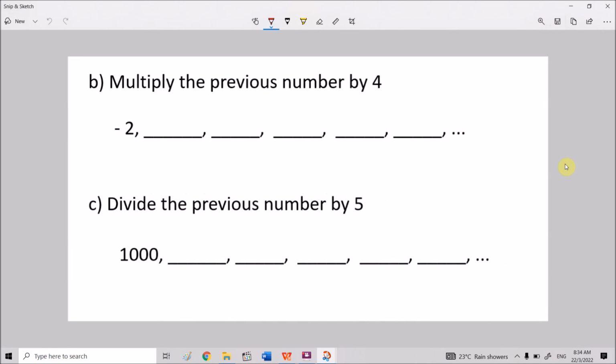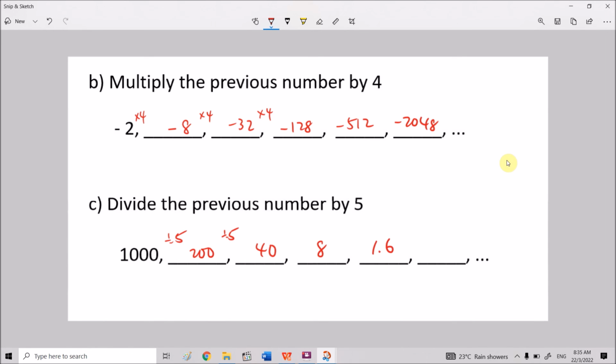Okay, next, multiply the previous number by 4. So just multiply by 4. Negative 2 times 4, you get negative 8, times 4, negative 32, and times 4 again, you get negative 2048. C, divide the previous number by 5. We divide by 5, you get 200. Divide by 5 again, 40. Divide by 5 for the last time, you get 0.32.